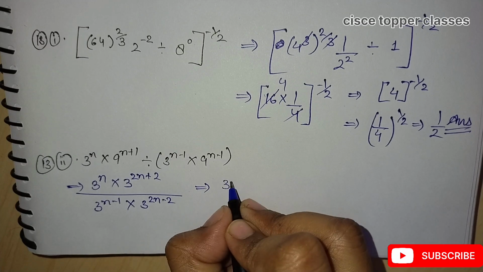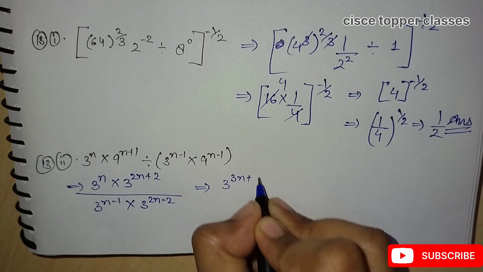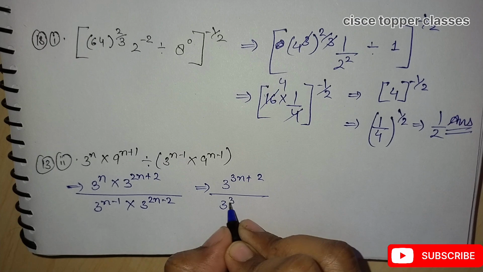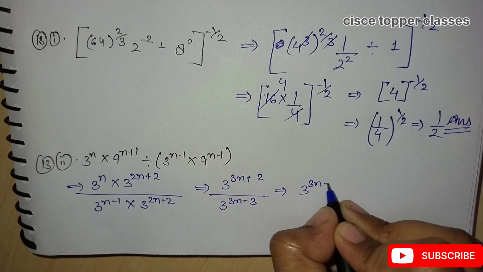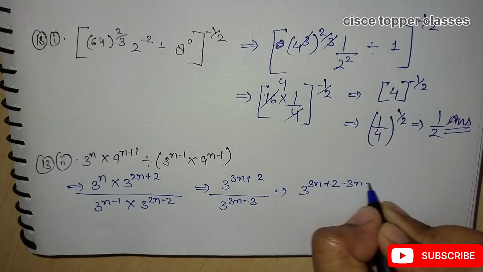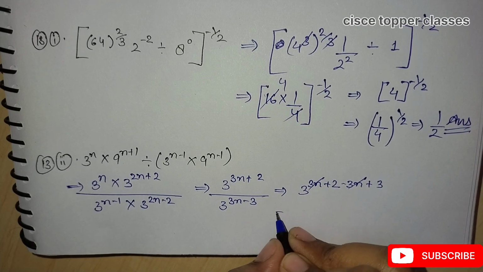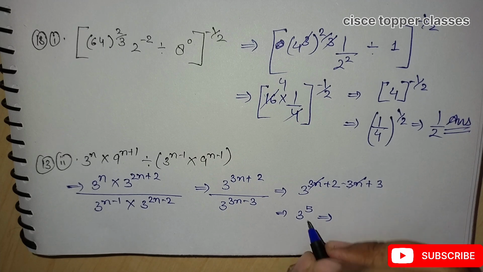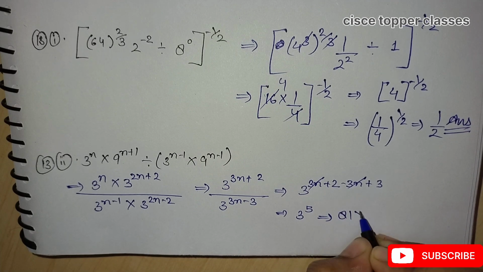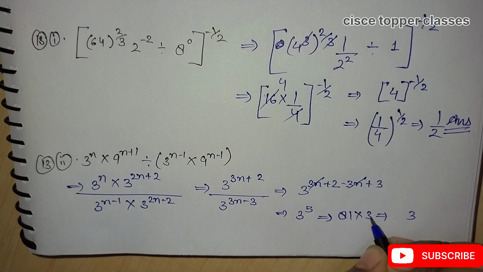Again simply write as 3^(3n+2) divided by 3^(3n-3), and it will be here 3^(3n+2 − (3n−3)). This will be cancelled out and here we will get 3^5. On solving we will get 9 into 9 as 81 into 3 equal to 243 as the final answer of 13th second part.